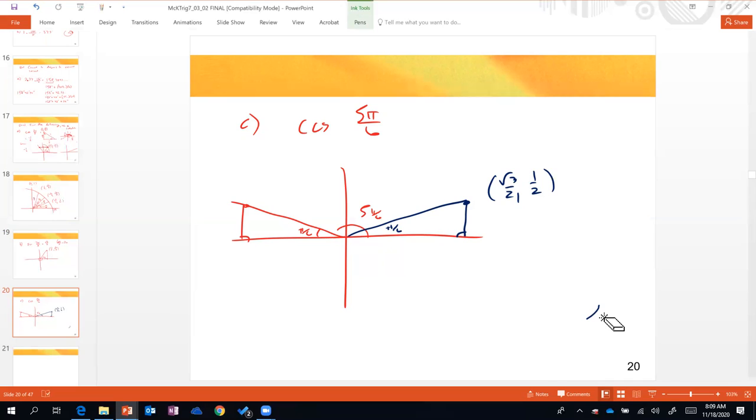Cool. All right, I'm looking for cosine, so I'm looking for the x coordinate here, and because I'm in quadrant 2, negative or positive? Keep the sign, change the sign. Change the sign. So negative root 3 over 2. Okay.